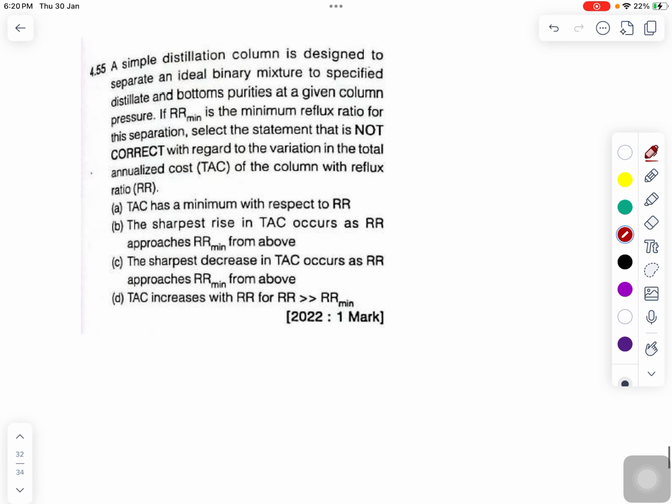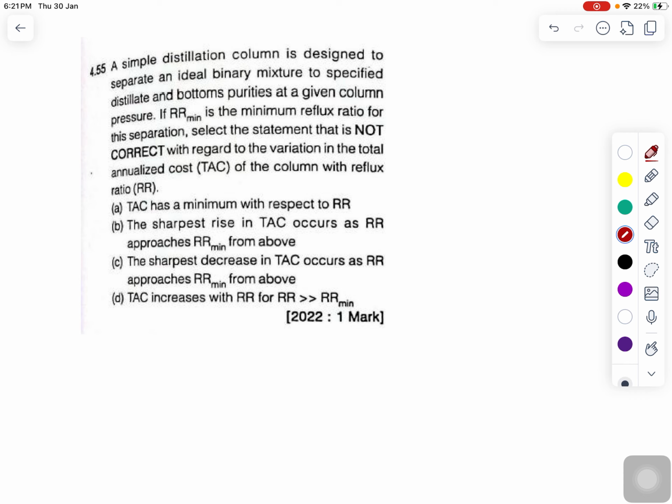Now I'll be moving towards the next problem, and this problem was asked in 2022. This is a very important problem also, and it was a very theoretical question. The question says that a simple distillation column is designed to separate an ideal binary mixture to a specified distillate and bottom purities at a given column pressure.